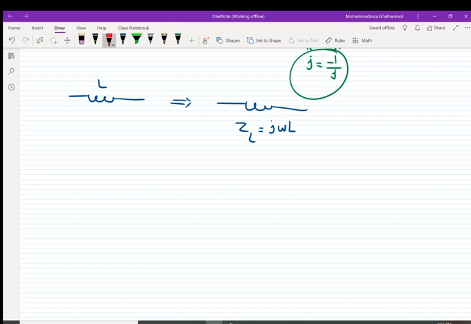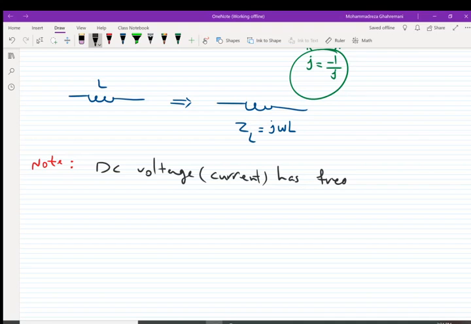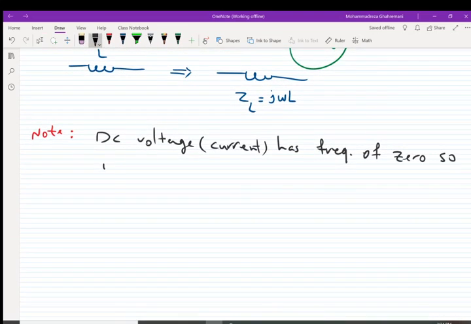And one more thing, let's see what the impedance of a capacitor and inductor is for DC signals. For DC signals, of course, we know that DC voltage or current has a frequency of zero. So omega is equal to zero for DC signals.